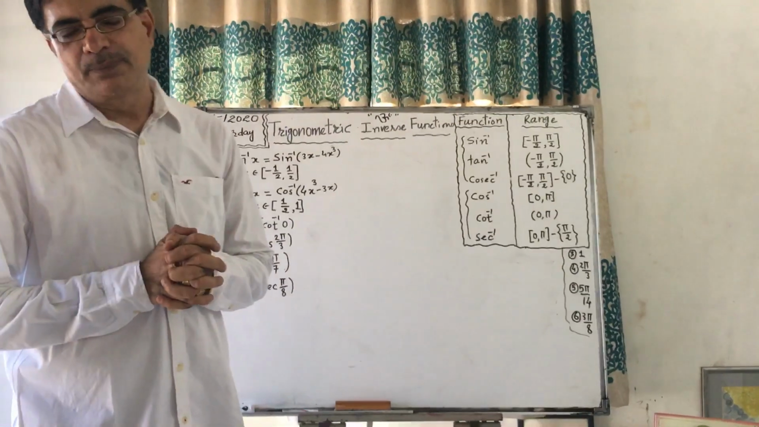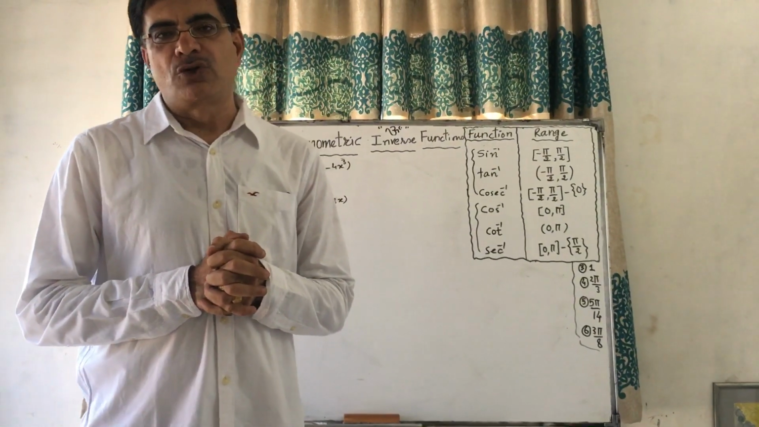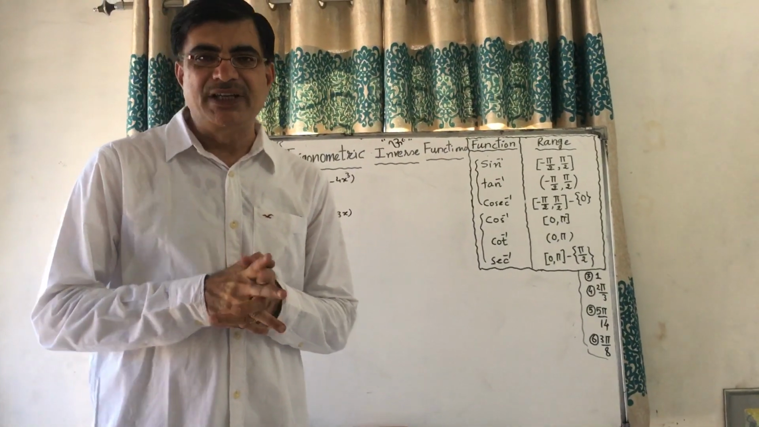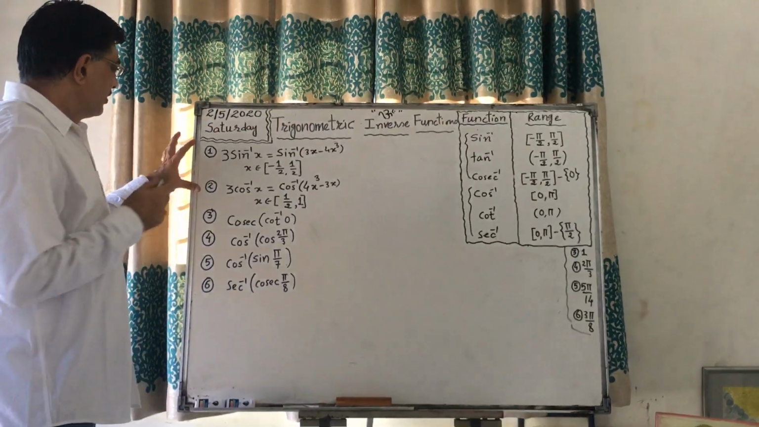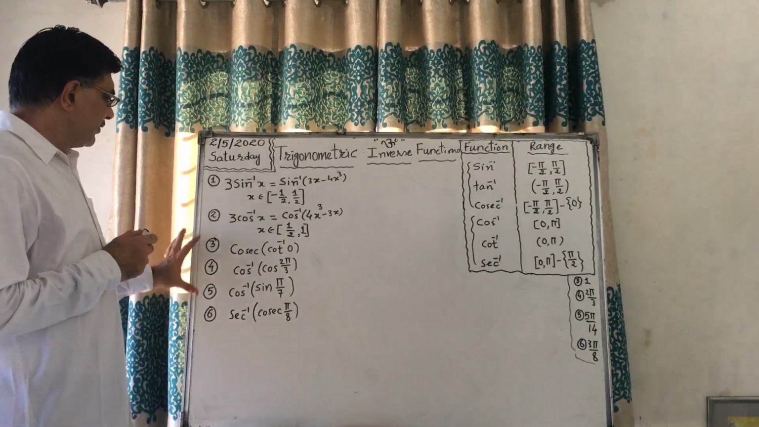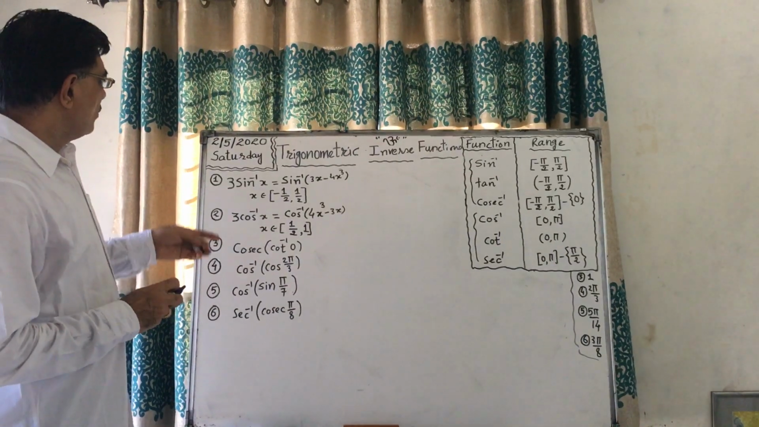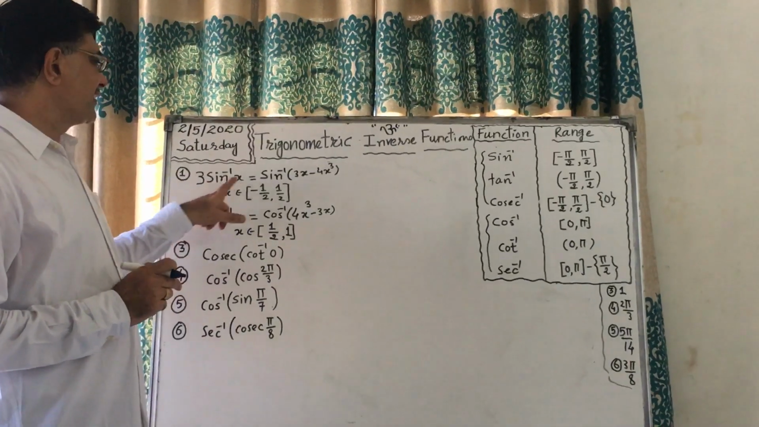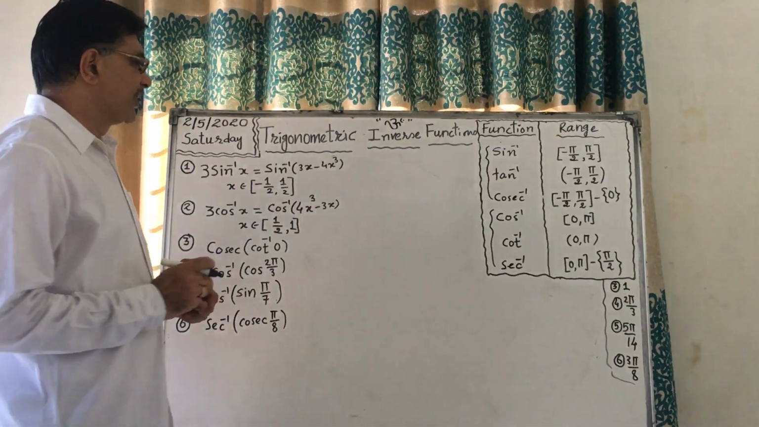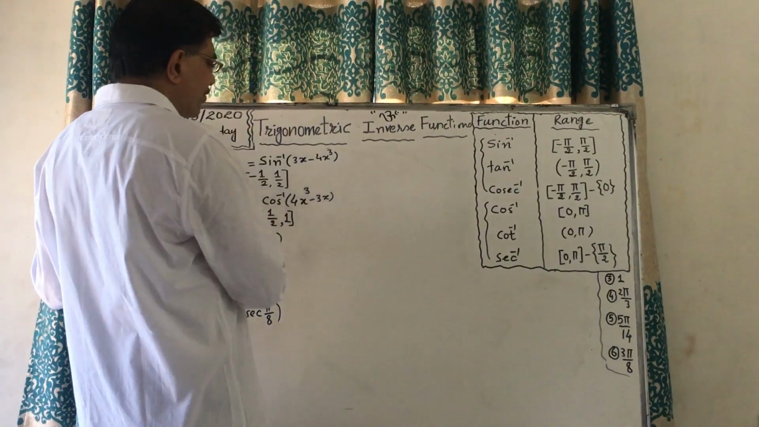We are solving practice problems of trigonometric inverse functions. Today we will prove two problems and we will evaluate these four. So first of all we have to prove 3 sin inverse x equals sin inverse of 3x minus 4x cube. This condition is given.